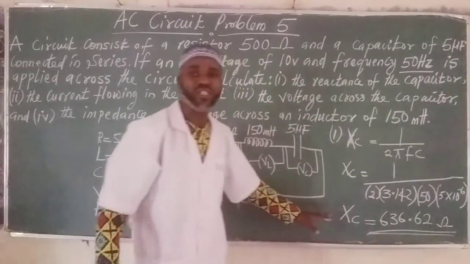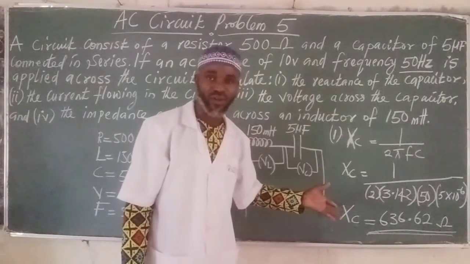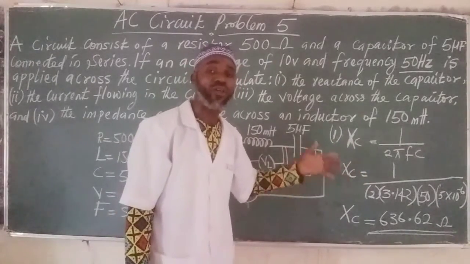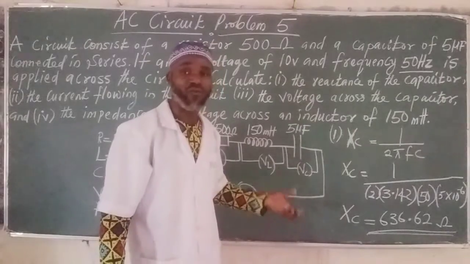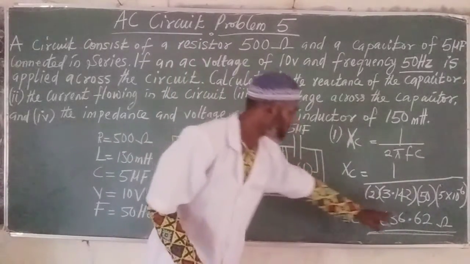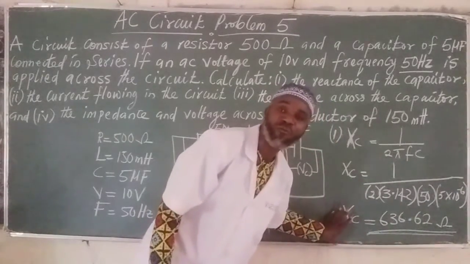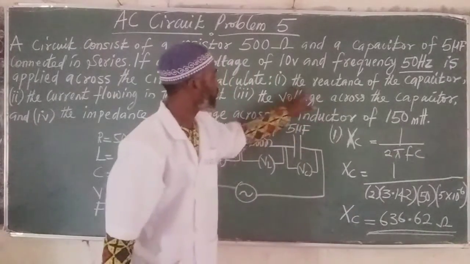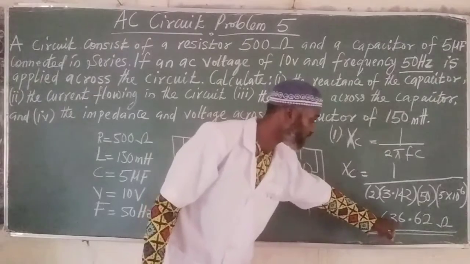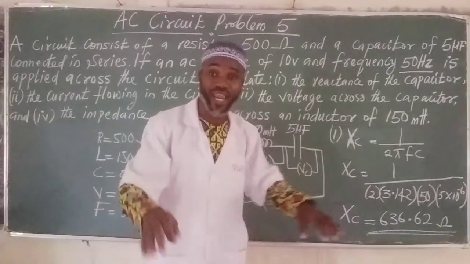We should understand that the reactance of the capacitor, the reactance of the inductor, and even the resistance of a resistor are all measured in ohms. That's why we have ohms there. We have found the reactance of the capacitor as XC equal to 636.62 ohms. Solved. But we're not done yet.